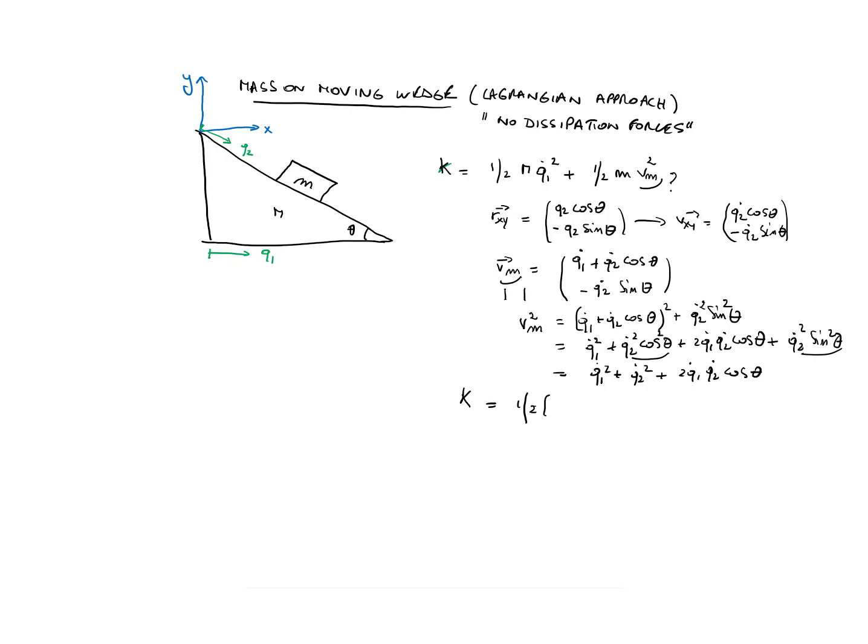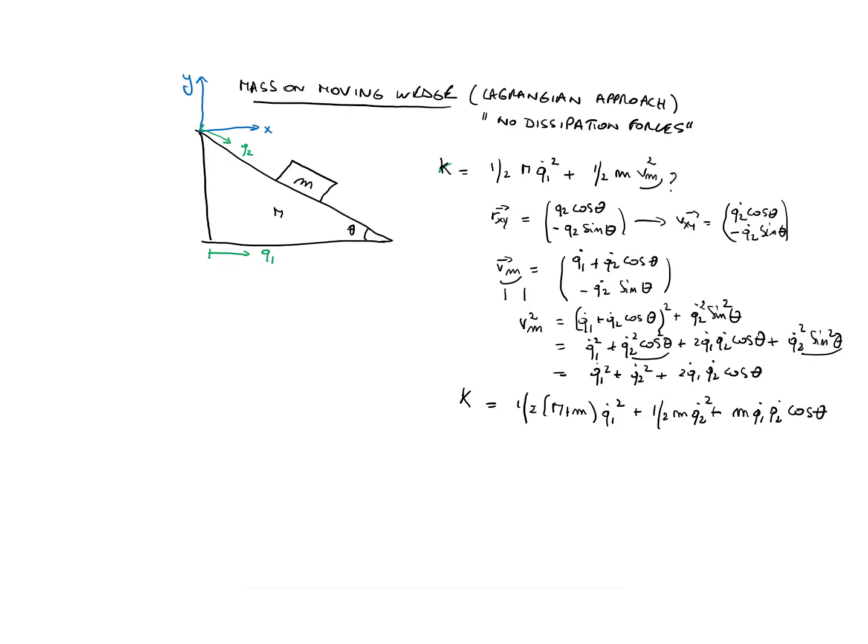So my kinetic energy is a half. I can write it like that, right? I have this mass and this mass, q1 dot squared, yeah, so plus the little mass m q1 dot squared, plus a half the little mass m q2 dot squared, plus m q1 dot q2 dot cos theta.